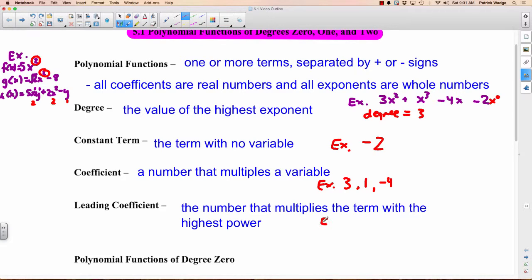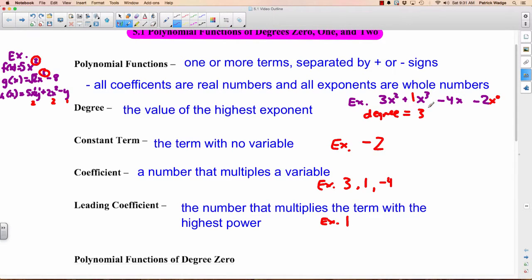The leading coefficient in this case is 1. How come? Because the highest power is 3 and the coefficient in front of it is 1. Now, why is it called a leading coefficient? Because if you write these in descending order, it will be the first coefficient.